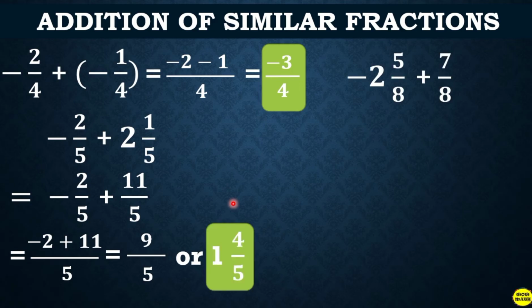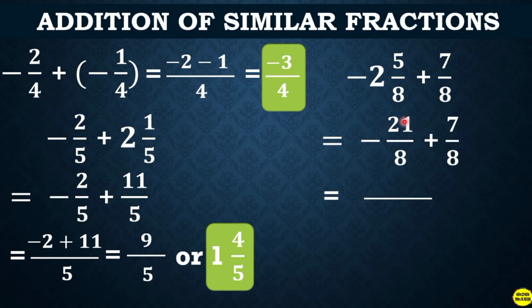Next. So, I have here negative 2 and 5 over 8 plus 7 over 8. So, again, convert muna natin ito into improper. So, 8 multiply, add palagi. Multiply, add. So, 8 times 2, that is 16 plus 5, 21. So, negative 21 over 8 plus 7 over 8. Copy lang natin ito. Now, so we will have negative 21 plus 7. So, negative 21 plus 7 over, copy natin ang denominator. So, let us add negative 21 plus 7.